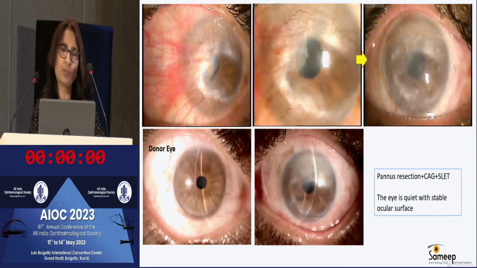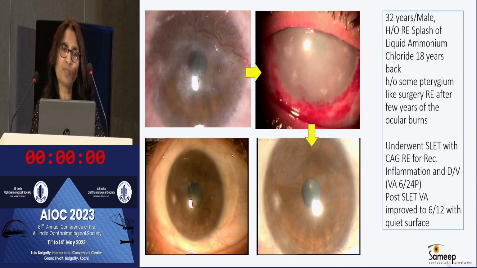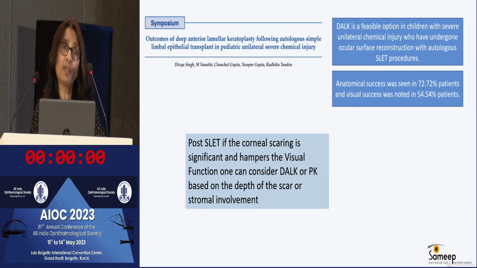And these are the post-op results. Sometimes if you have a central corneal scar, maybe you have to follow it up with, after the SLET, you can take these patients for PK or DALK, and the results are very good. One of the publications from RP Center talks about it, that 72.72% patients had good visual outcome, and success rate was almost 54% in these cases.